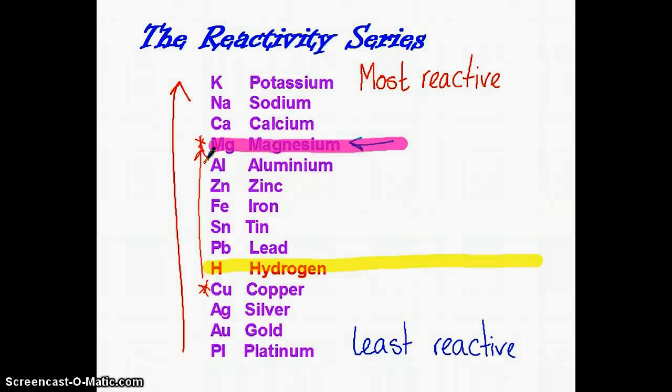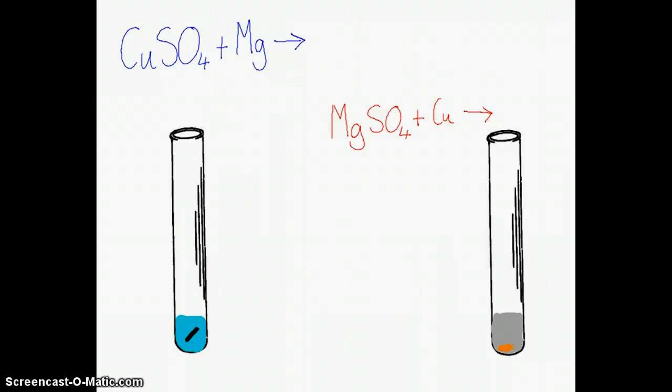So let's go back and have a look at our equations again. In the first test tube, copper is part of a compound with sulfur and oxygen, and magnesium is on its own. In the second test tube, it's the magnesium that's part of a compound with the sulfur and the oxygen, and copper is on its own. I'll give you a hint. A reaction is only going to happen in one of these test tubes. Which one? Well, if you guessed this one, you would be right.